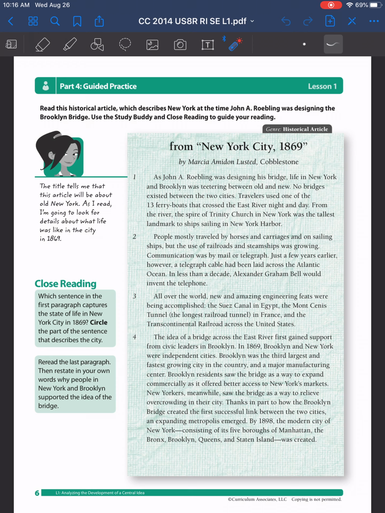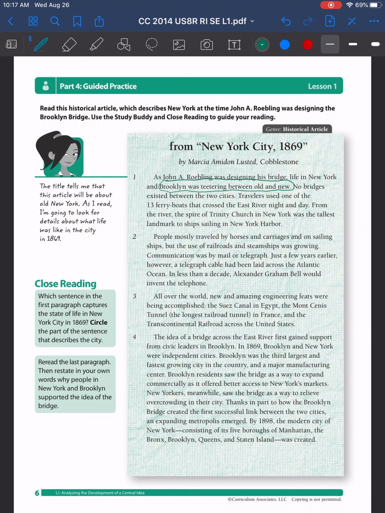All right, guys, let's go back to the close reading. Which sentence in the first paragraph captures the state of life in New York City in 1869? So which part of this sentence explains how life was in 1869? Let's go back. As John A. Roebling was designing his bridge, life in New York and Brooklyn was teetering between old and new. There we go. Doesn't that say right there what it was like? Life in Brooklyn was teetering between old and new.